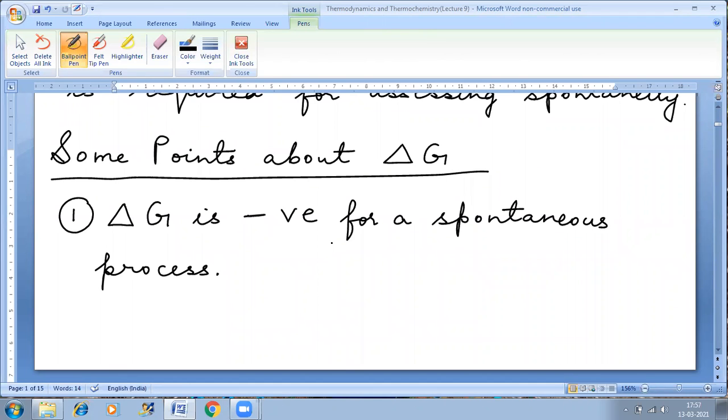So if I know that delta G is negative for a particular chemical reaction or for a particular process, that means the process is spontaneous. I don't have to analyze any other parameter. I need not carry out calculations for surroundings. I just need to know delta G for the system. If delta G is negative, that means the process is spontaneous. If delta G is positive, the process will be non-spontaneous.